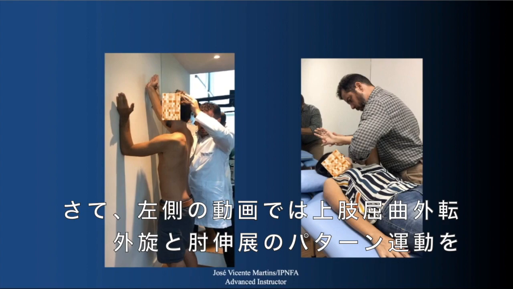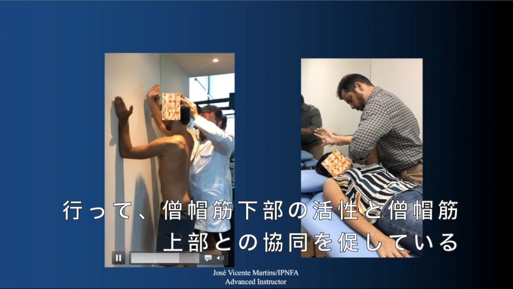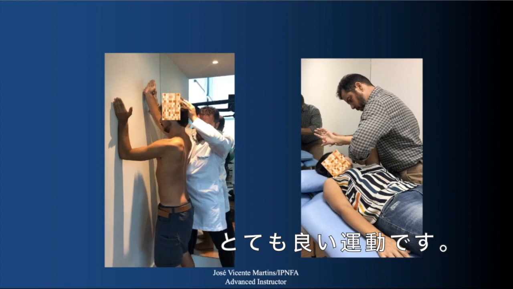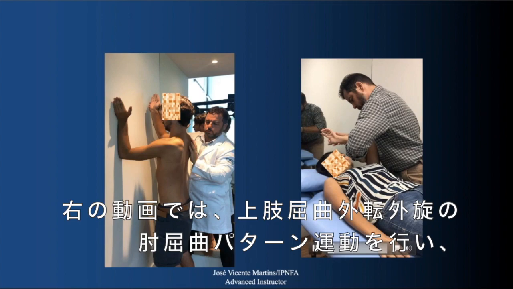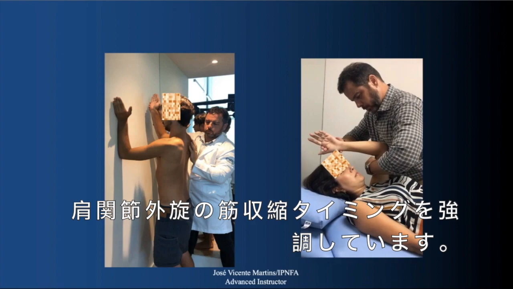This is a really good exercise to activate lower trap, and we can have here the balance between upper trap and lower trap. And here I'm using flexion, abduction, external rotation with elbow flexion, and I'm using more timing for emphasis for external rotators.